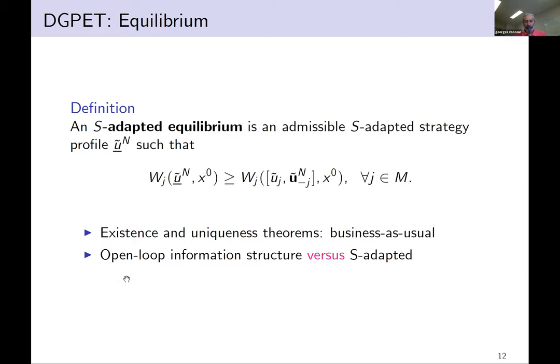However, here I would like to add a comment, which is important for those of you who are coming from a control and dynamic games background. The S-adapted information structure I'm defining here is a bit different from the open loop information structure, in the sense that the S-adapted structure means that the decisions are adapted to the nodes of the stochastic process and not to the period. Because in an open loop, if I wanted to implement an open loop equilibrium, I would take the expectation and at any period T, I would be doing exactly the same thing. However, in this S-adapted information structure, my decision will be adapted to the nodes. And this is important to mention.